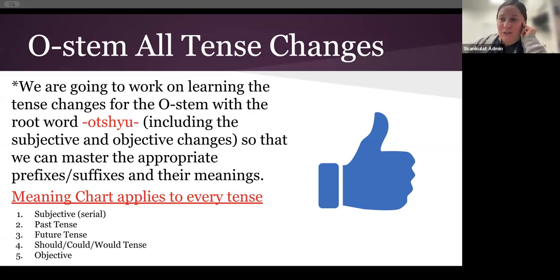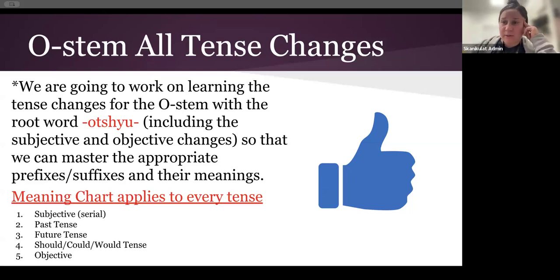And then also determine and translate their meanings. And so the meaning chart applies to every single tense because that gives us our subjects, who we're talking about, but it's going to be enhanced and expanded because now we are adding the verb meaning, then the tense meaning. So this will create an entire thought and a sentence for us.